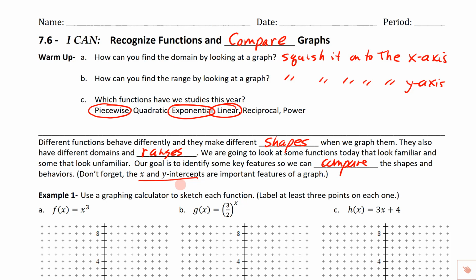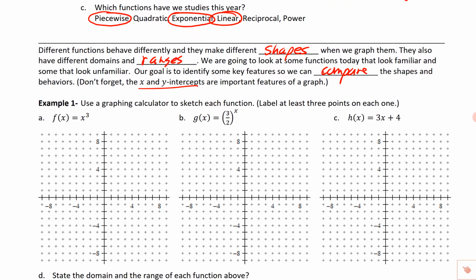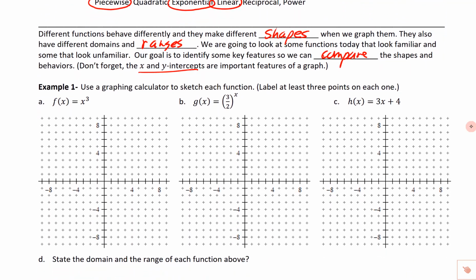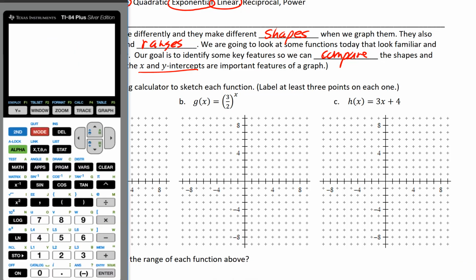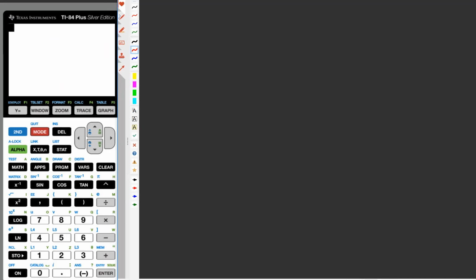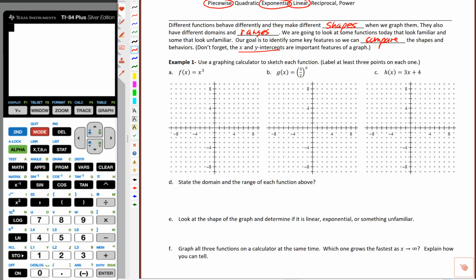All right, let's slide down here and let's take a look at these three. The instructions help us out quite a bit here. It says use a graphing calculator to sketch each function. We want to label at least 3 points on each one. So we're going to grab a calculator. So I'm going to pull this up and I'm going to shrink this down right here. And let's see. Let's go through.